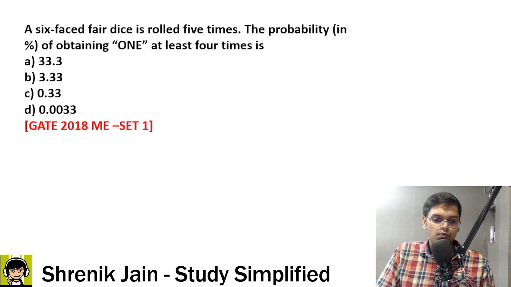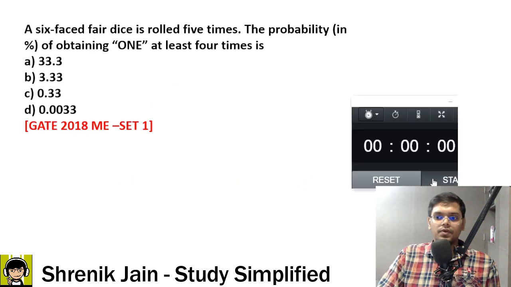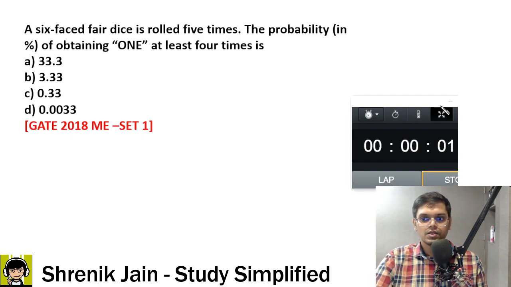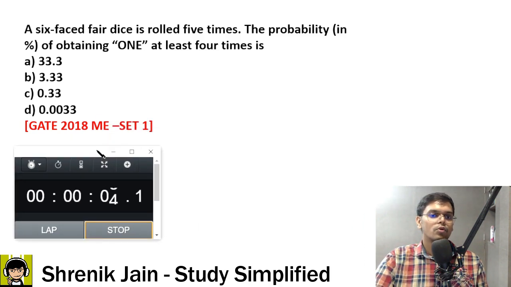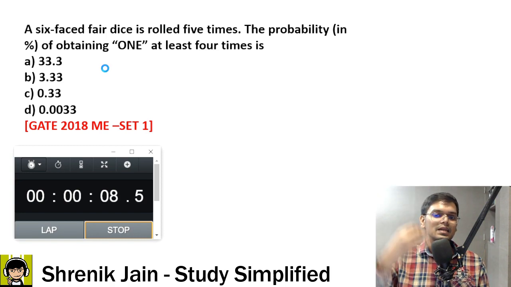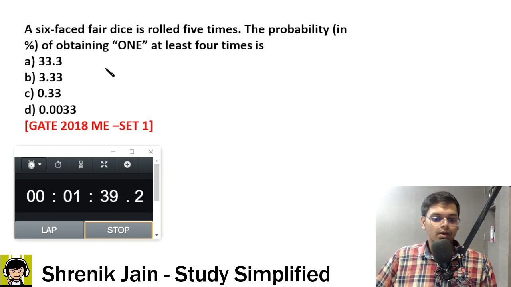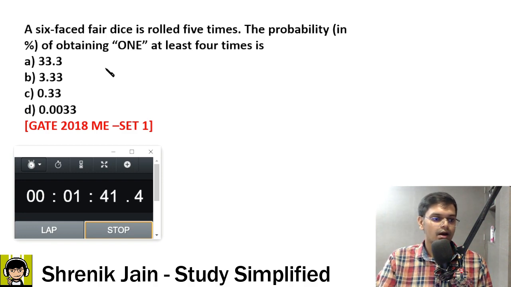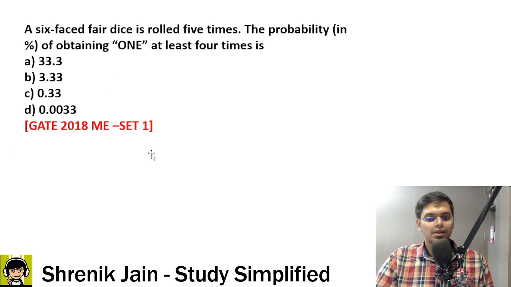2018 Mechanical Set 1. Try it out. A 6-face fair die is rolled 5 times. The probability of obtaining outcome 1 at least 4 times is what? Omkar is saying Bombay. Omkar, I knew that you will say Bombay. Bombay is the wrong answer.